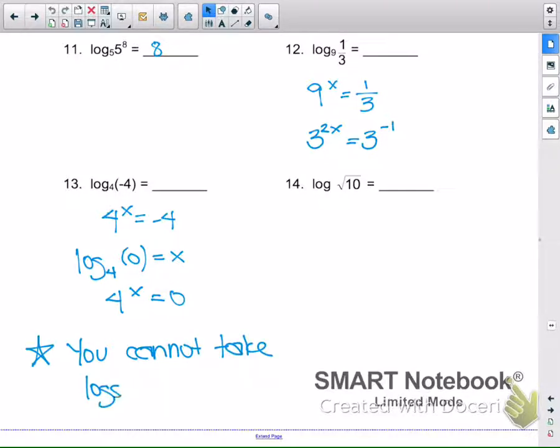Is it true that your base can't be negative or 0 either? Right. Okay. Your base can't be negative or 0 either. No negative or 0 on the left side. Okay, you cannot take logs of negative numbers or 0. Okay, so that means no solution for us.